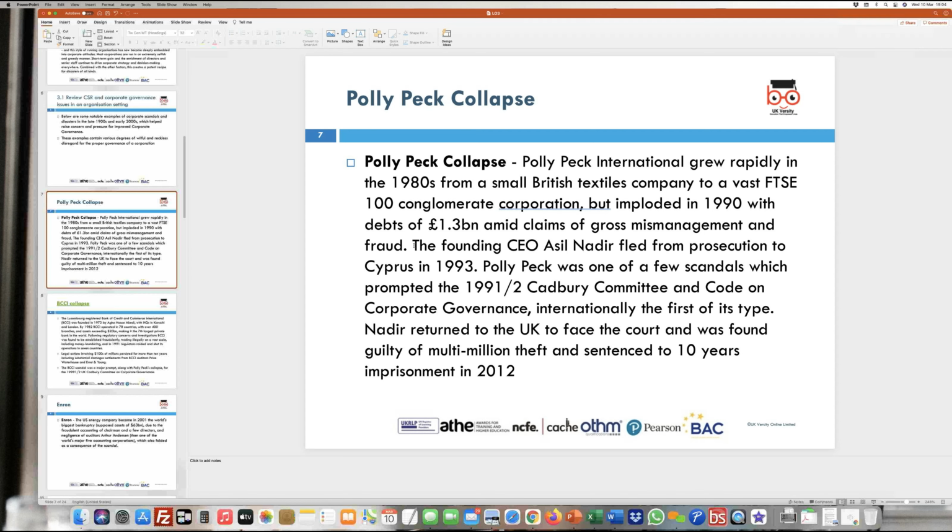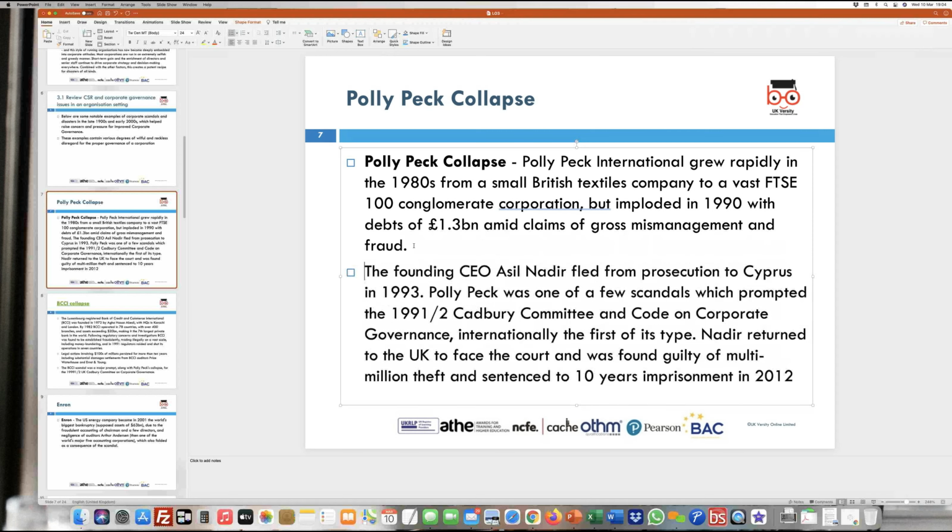In this case, the founding CEO, Asil Nadir, actually fled to Cyprus in 1993. Because of the number of scandals and the financial problems the company faced, the Cadbury Committee report, which came out in 1992, using this company as an example, came out with a code of conduct for corporate governance.